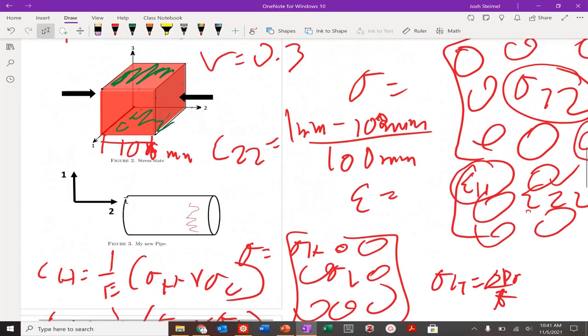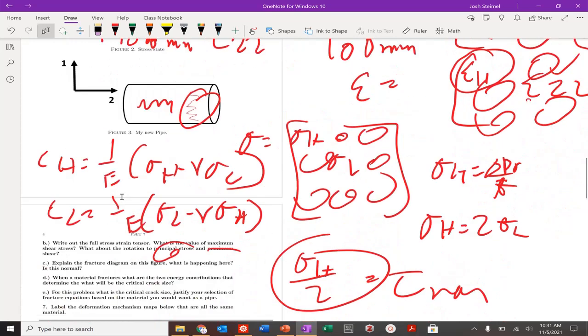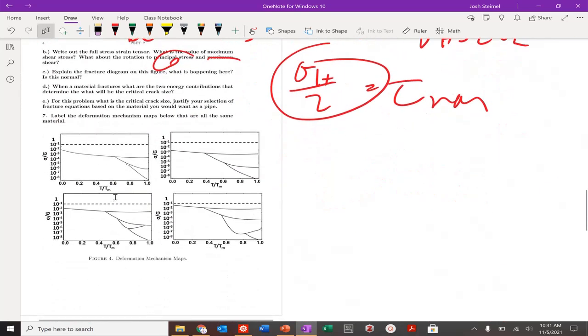What's happening with this fracture? Actually, it should fracture like this, so this has to be some impurity or defect or something else happening here. Something weird is happening. When a material fractures, what are two energy contributions that determine the critical crack size? Again, this is going to be your surface area creation and your elastic strain energy relieved. For this problem, what is the critical crack size, and justify your selection of the fracture equations based on the material you would want as a pipe.